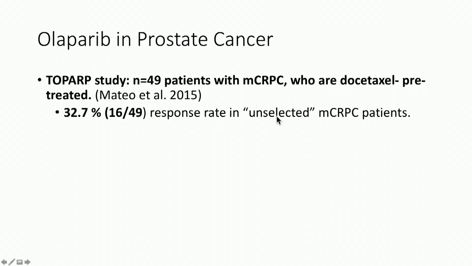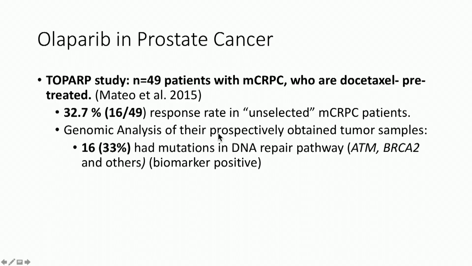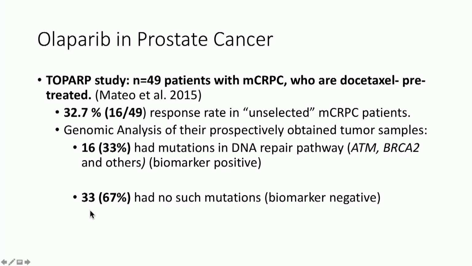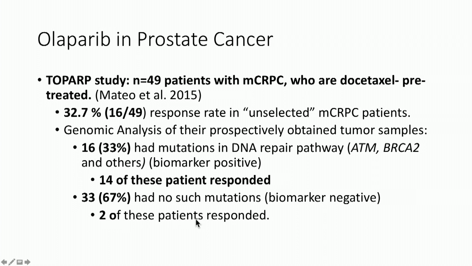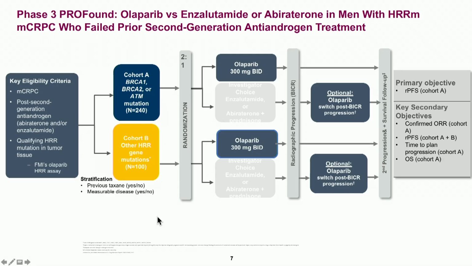37% in the unselected patients responded. If you did a genomic analysis and prospectively obtained tumor specimens, 16 patients, or 33%, had some form of a DNA repair mutation, and this included BRCA2 and ATM as well as others. And then 67% had no mutations. 14 of those 16 patients responded, and only 2 of the patients without the repair mutations responded. So this set off a series of different trials.